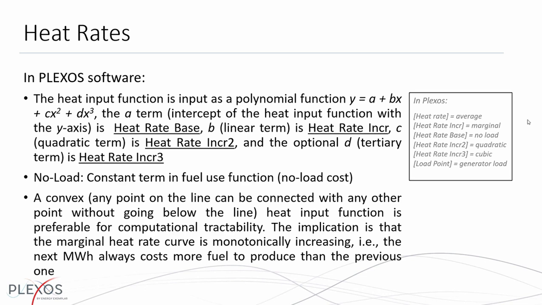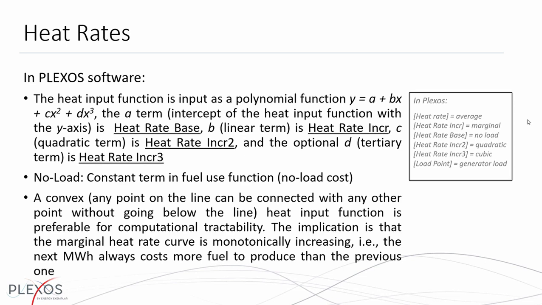The b linear term is the heat rate increment, while c is the quadratic term or the heat increment 2, and the optional d term is the cubic or heat increment 3. The no-load is the constant term in the fuel used function, or the no-load cost.